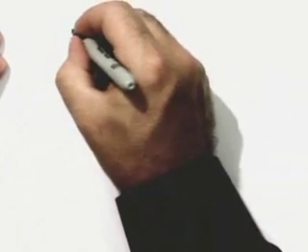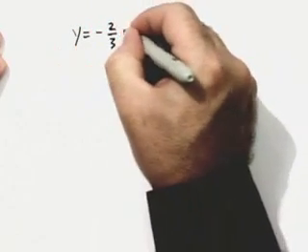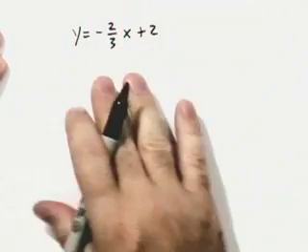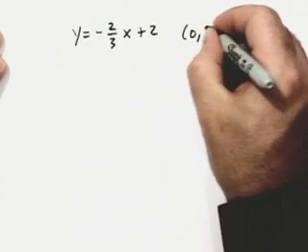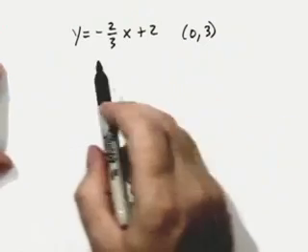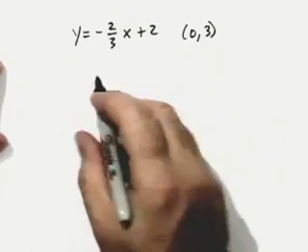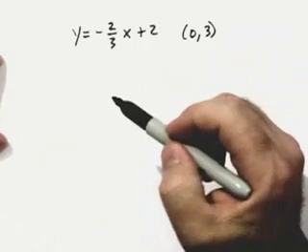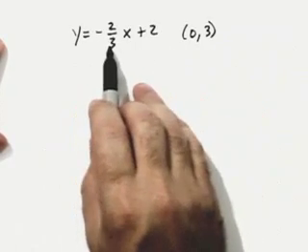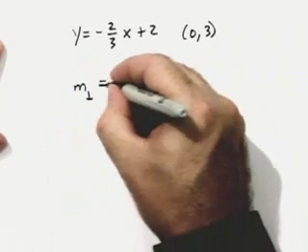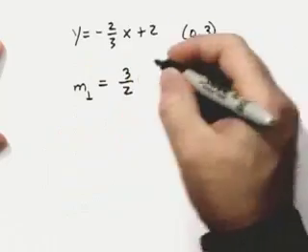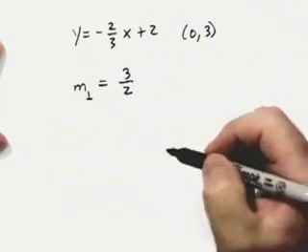Move on to the perpendicular line. Again, we start with our given line, y equals negative 2/3 x plus 2, and we're looking for a line that's perpendicular to this line that passes through the point (0, 3). Perpendicular lines have opposite reciprocal slopes, that is, the product of the slopes is equal to negative 1. Our given slope was negative 2/3, so the slope of our perpendicular line will be a positive 3/2. So we change the sign and we take the reciprocal.